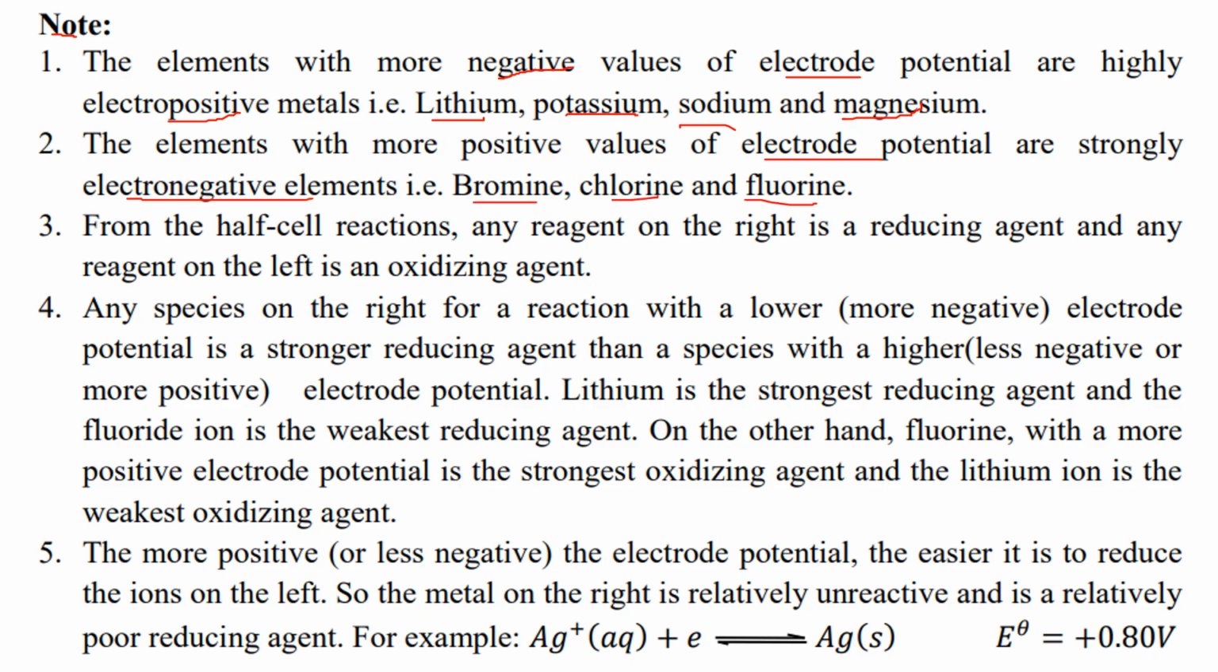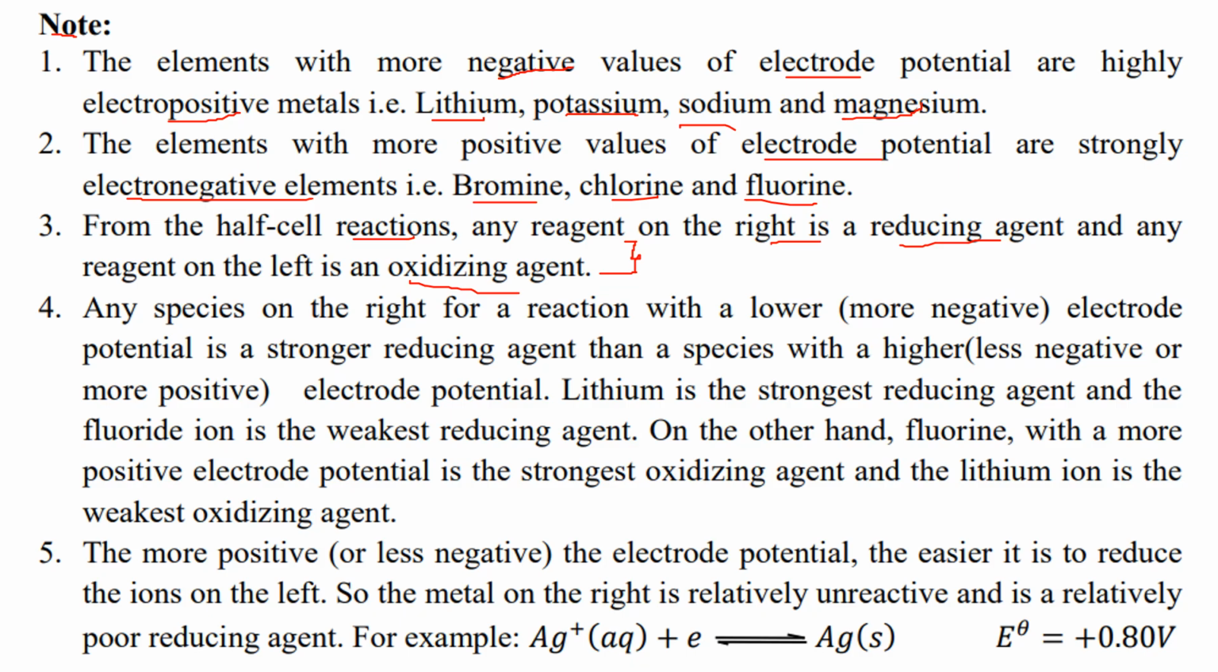Now, note number 3 is that from the half-cell reactions, any reagent that is present on your right-hand side is going to be a reducing agent, and any reagent present on the left is going to be an oxidizing agent. But you're going to make this one well detailed and explained in the next video.